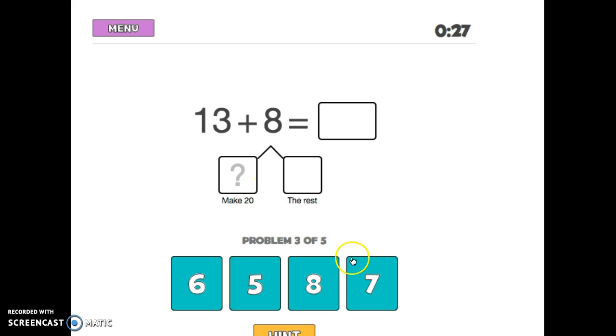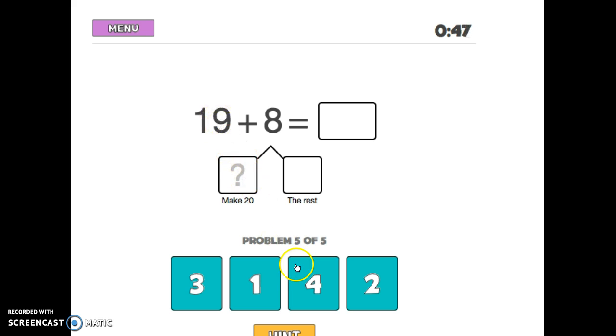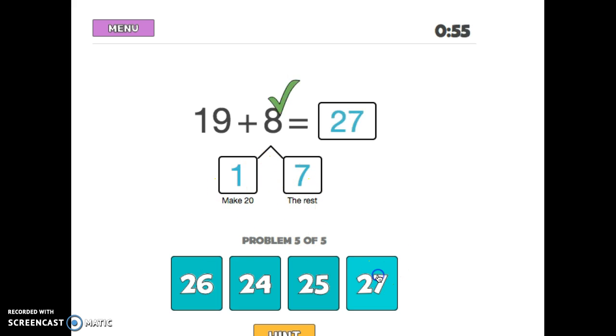13, to make 20, we need 7. 7 to make 8, we need 1 more. Therefore 20 plus 1 is 21. 17, to make 20, we need 3. We need 2 more to make 5. Therefore 20 plus 2 is 22. 19, to make 20, we need 1. 1 to make 8, we need 7, therefore 20 plus 7 is 27.